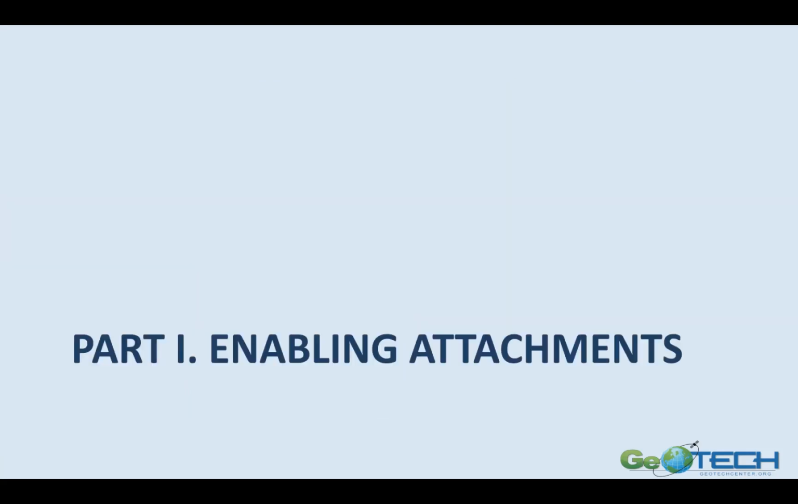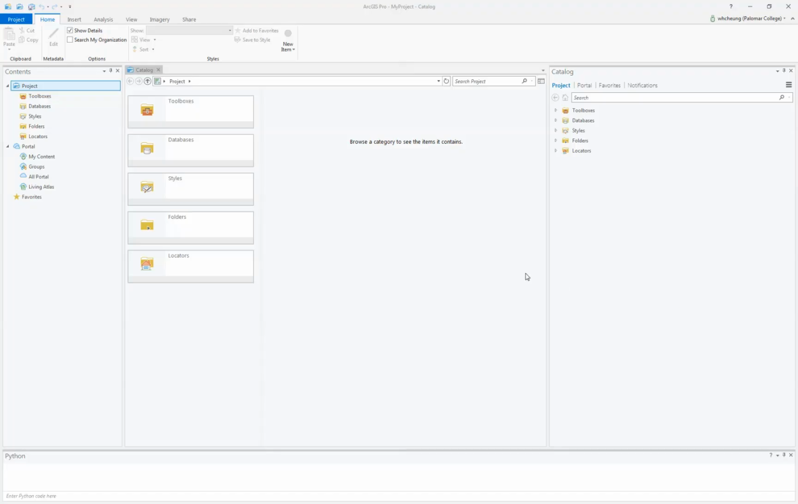In order for us to accomplish our objective, we must first enable attachments on our feature class, in particular, the museum's feature class. The first thing you'll need to do is open ArcGIS Pro and start a new project. Once you have a new project started, we will connect to the folder or the location that holds the data which you have downloaded previously and unzipped.